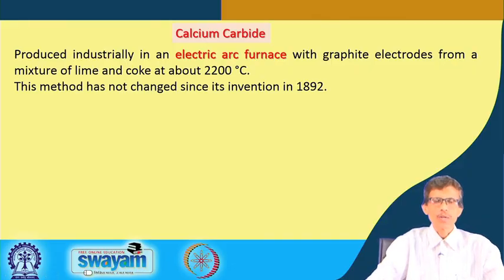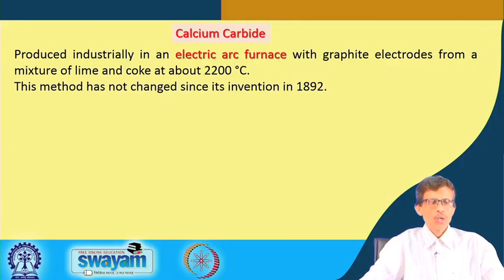How we make that particular calcium carbide is a very simple reaction: you take any source of calcium and react it with carbon. So, carbon will be the direct source, and calcium is not in its elemental form, but in the most cheaply available forms: calcium oxide, calcium hydroxide, or calcium carbonate. So, basically we prepare it by a very high temperature reaction at 2200 degrees centigrade in an electric arc furnace, using graphite electrodes, from a mixture of lime and coke. So, it is a very simple reaction.